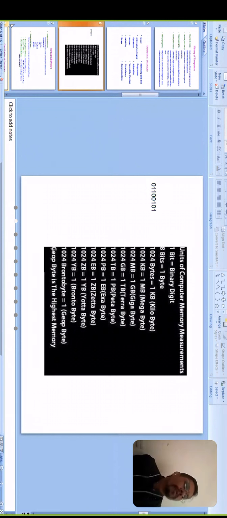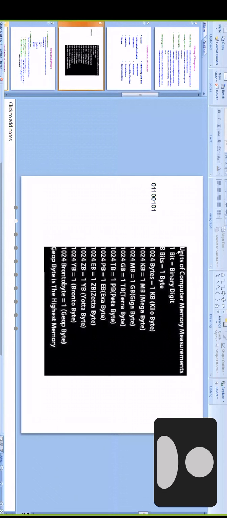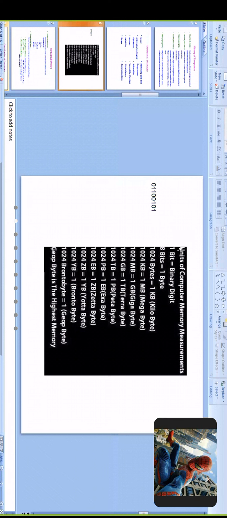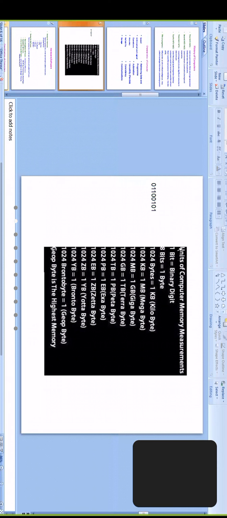Okay. So everybody has written these units of computer memory measurement? Yes? So can you tell me what is the capacity of your hard disk?